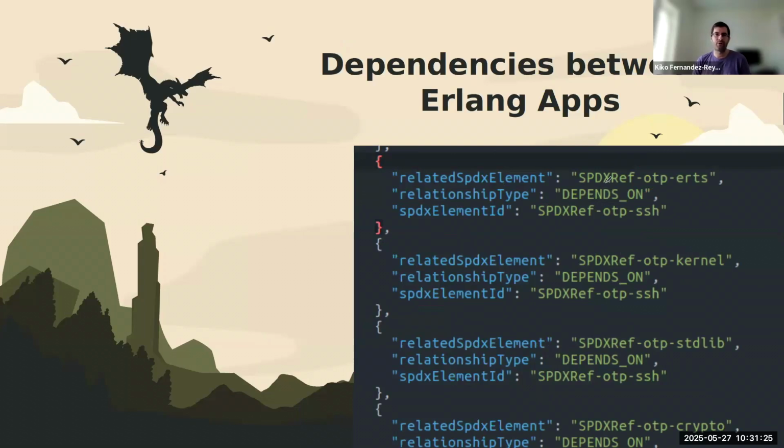Erlang applications have also dependencies between them, and we capture them as well. So OTP SSH depends on the runtime system. OTP SSH depends on the kernel library, standard library, and crypto.